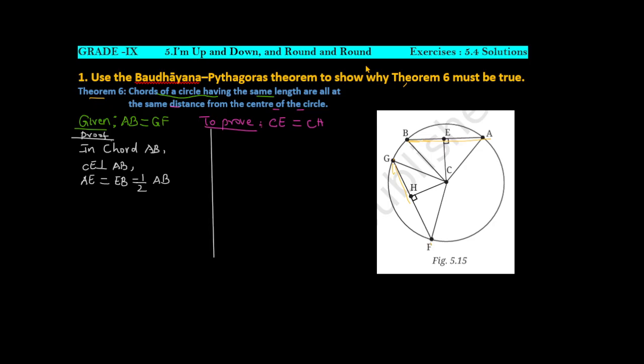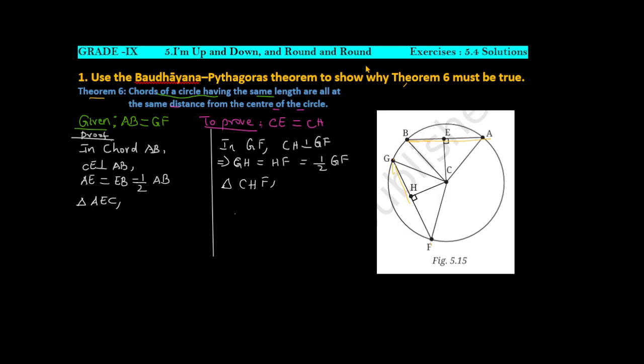Our other chord here is GF. In chord GF, CH is perpendicular to GF, which implies GH is equal to HF is equal to half of GF. That is for the next chord. Now, based on each chord, we will take one triangle. For chord AB I am going to take triangle AEC. For chord GF I am going to take triangle CHF.